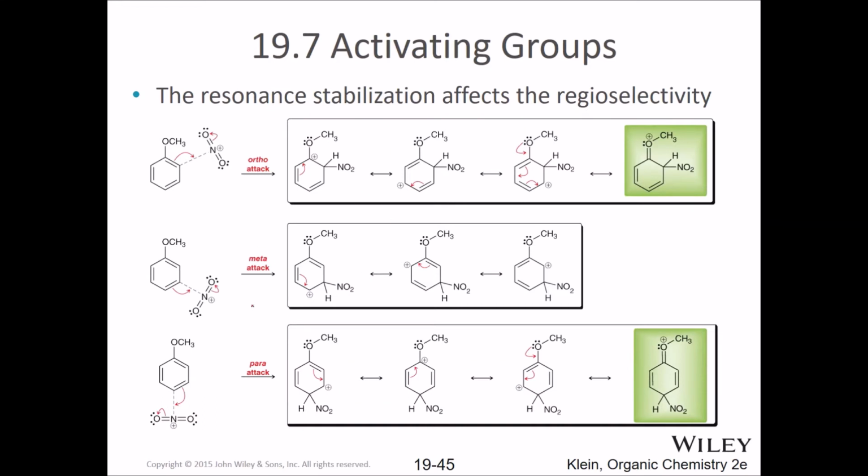So if you get ortho attack, if you get attack at the ortho position, a new bond is here. There's the new bond, which is being implied by that. Then you have a carbocation here. The carbocation through resonance goes around the ring, not all the way around, just to those 3 positions. But when you get to this position, you have an additional resonance contributor. Look at that. This is the additional one, and this is the magic one here.